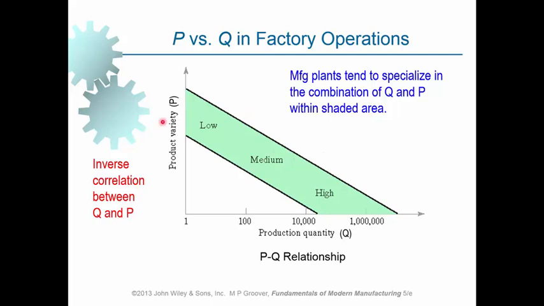According to this figure, when production quantity is low within this region, then production variety could be high. Production variety is high in this region and production quantity is low. And as we move from left to right horizontally within this region, we reach a region where production variety is medium and also production quantity is medium. And moving further to the right, we reach a region where production quantity is high and at the same time production variety is low.